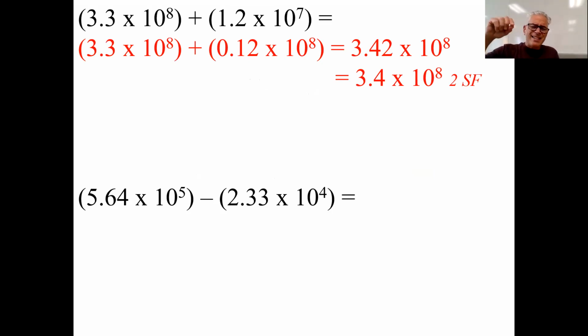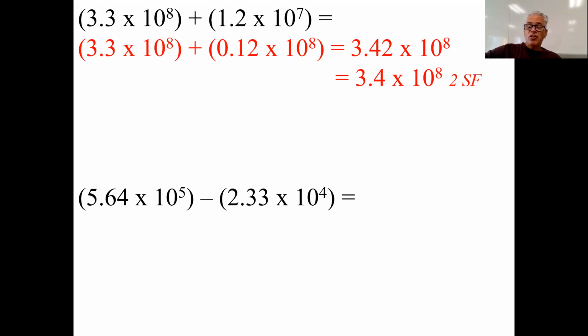I'm going to make the 10 to the 7th bigger. I'm going to make it 10 times bigger. That means I got to make the front coefficient 10 times smaller. So I'm going to move the decimal over and make it 0.12. Instead of 1.2, I made it 10 times smaller because I made the exponent 10 times bigger. Then you just add 3.3 plus 0.12, so you get 3.42 times 10 to the 8th. And then with two significant figures, you round it to two significant figures.